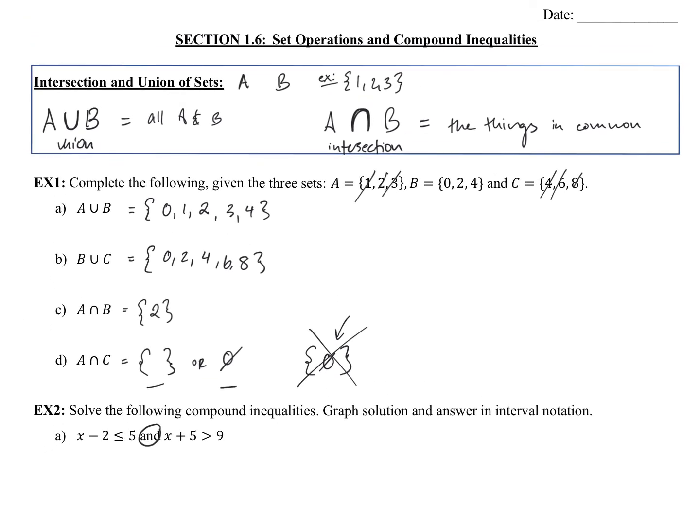There are two options, union and intersection. And we have two other terms for union or intersection, the terms and and or. So for union we use or, and for intersection we use and. So if you see and when you're talking about two inequalities, you're thinking of intersection. If you see or when you're talking about inequalities, you're talking about a union.